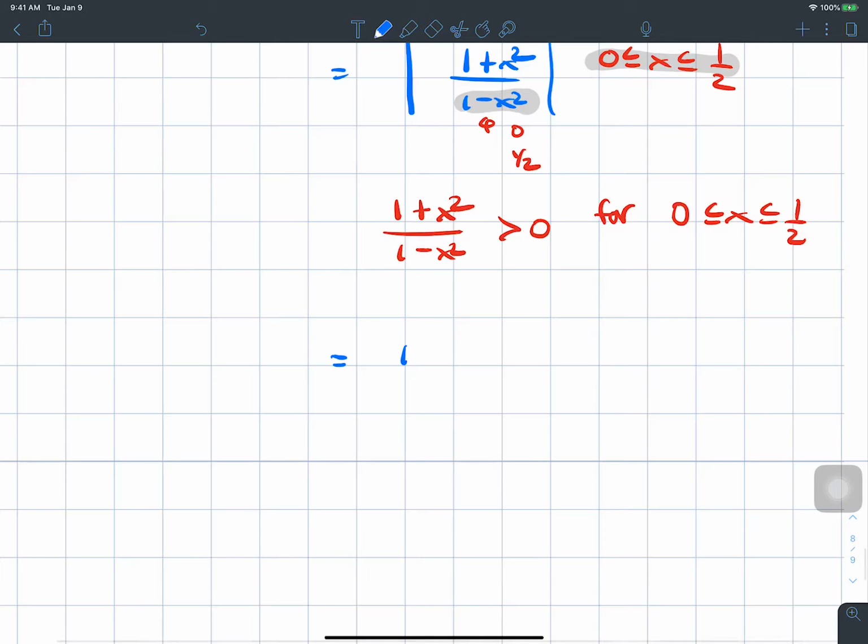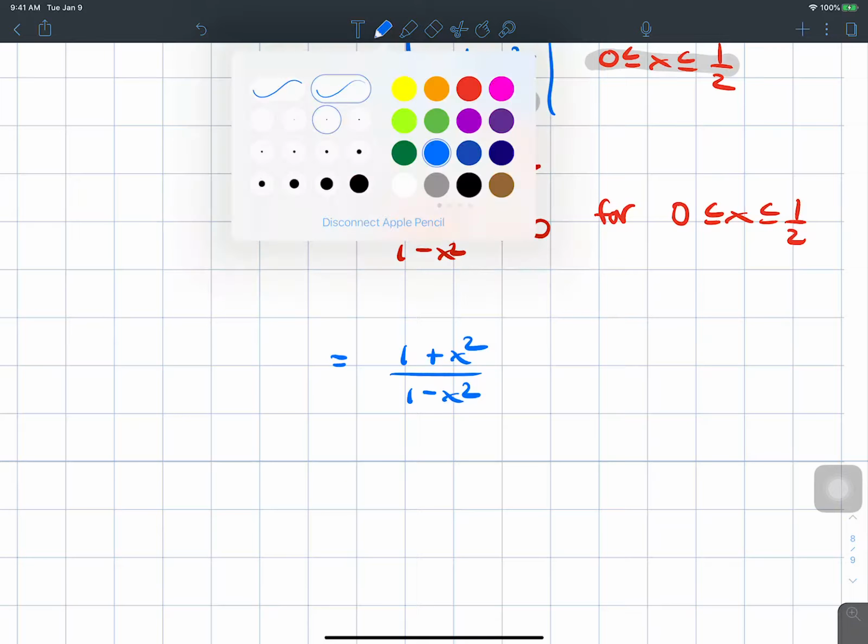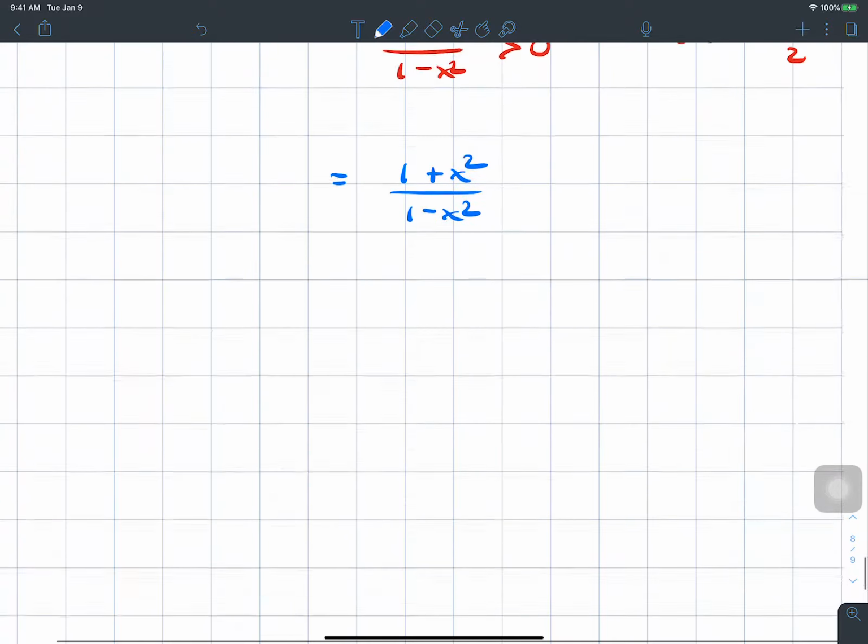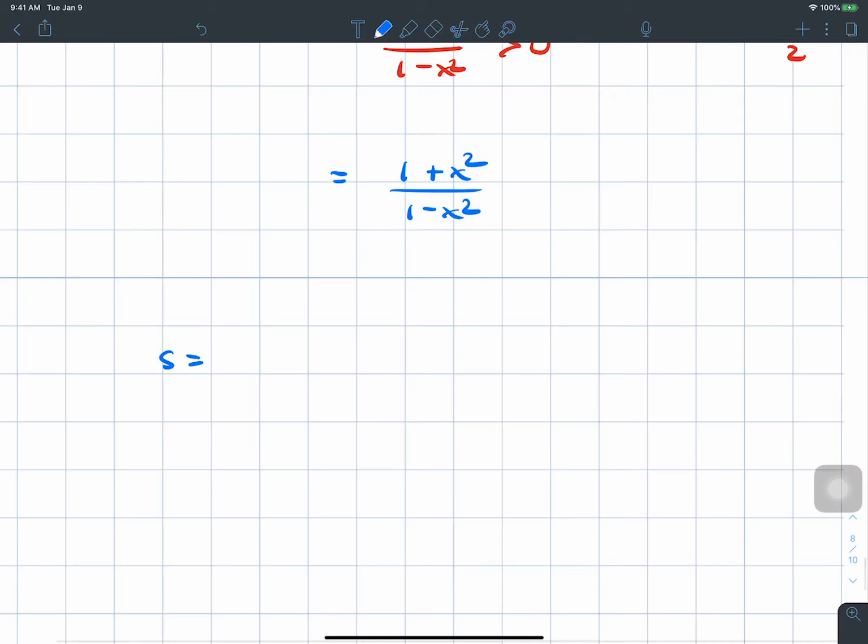So we get (1 + x²)/(1 − x²). Good. And you say, oh, I guess I have to integrate this, right? Yes, you do. And I think we're going from 0 to 1/2, right? (1 + x²)/(1 − x²). We're supposed to integrate this, and that's going to be a dx.